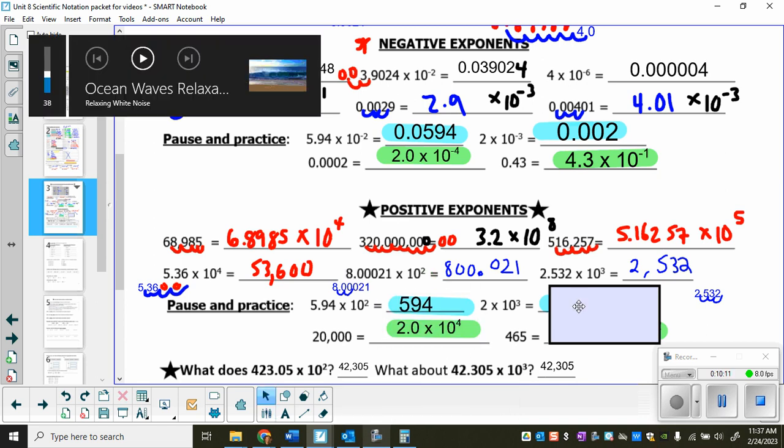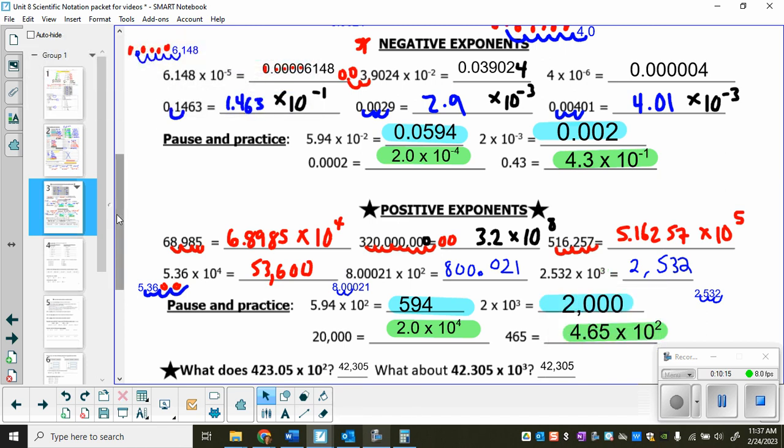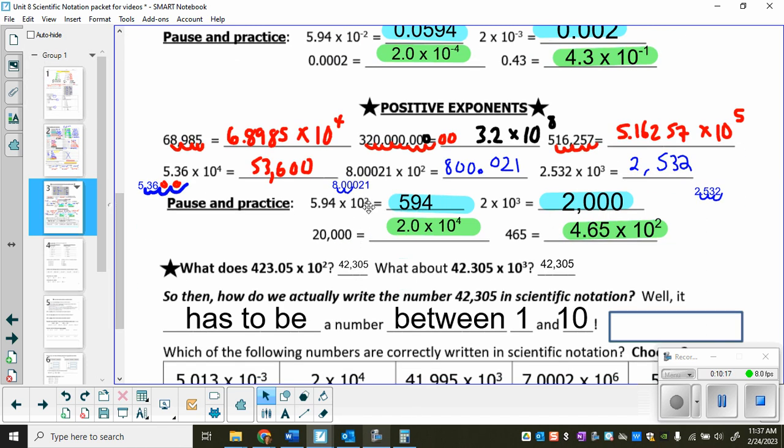All right, so let's see how you're doing here with this. We have 5.94 times 10 squared, so 5.94 times 100 is 594. And 2 times 1,000 would be 2,000. 20,000 here is 2 times 10 to the 4th power, because 2 times 10,000 here is 20,000. And if I had 465 written in scientific notation, that's 4.65 times 10 squared.